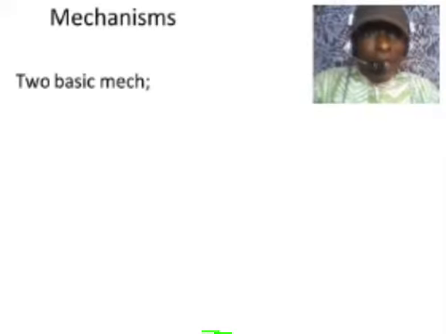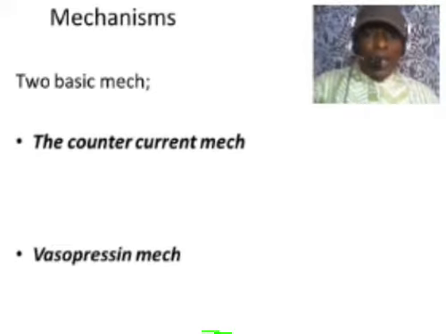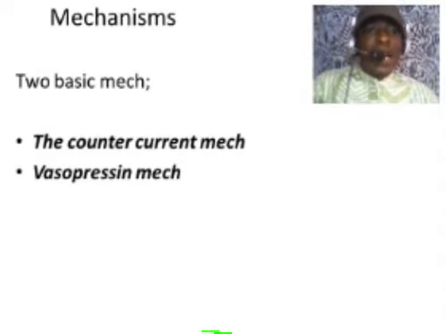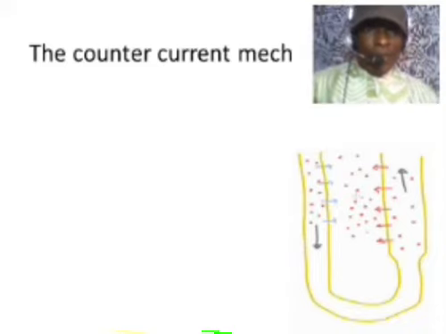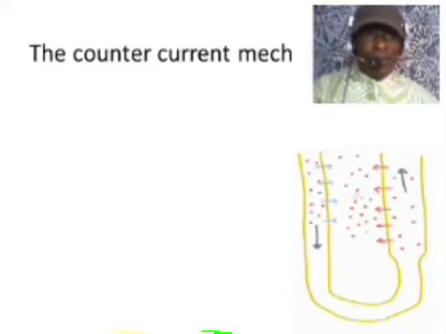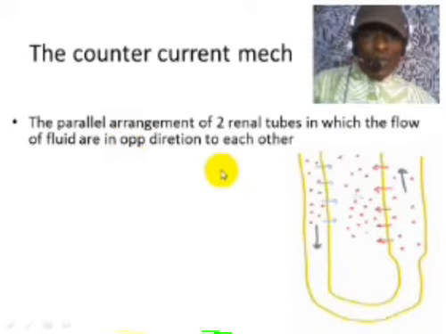There are two basic mechanisms by which your kidneys concentrate the urine. The first one is known as the countercurrent mechanism. Number two is the vasopressin mechanism. We'll look at this mechanism in detail, beginning with the countercurrent mechanism. What is the countercurrent mechanism? It's a system of two parallel fluids in which the flow of fluid are in opposite direction to each other.